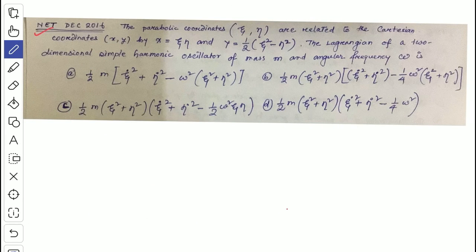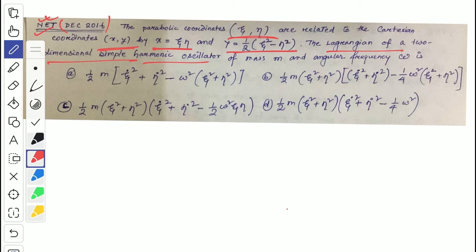So our next question came in December 2016 NET. Here parabolic coordinates xi and eta are given, related to Cartesian x, y such that x is equal to xi into eta and y is this. So we need to find the Lagrangian of the two-dimensional simple harmonic oscillator.